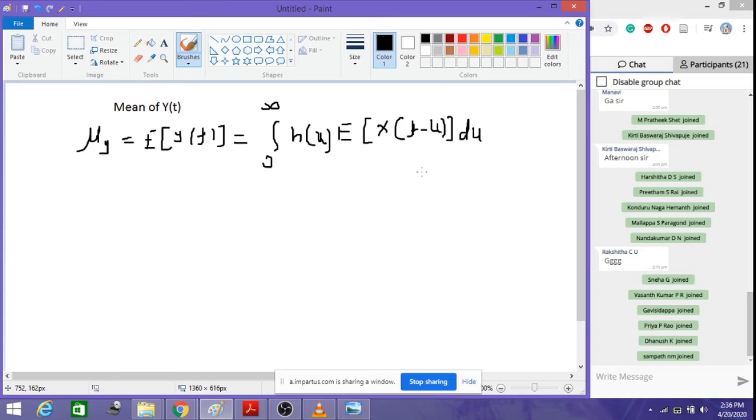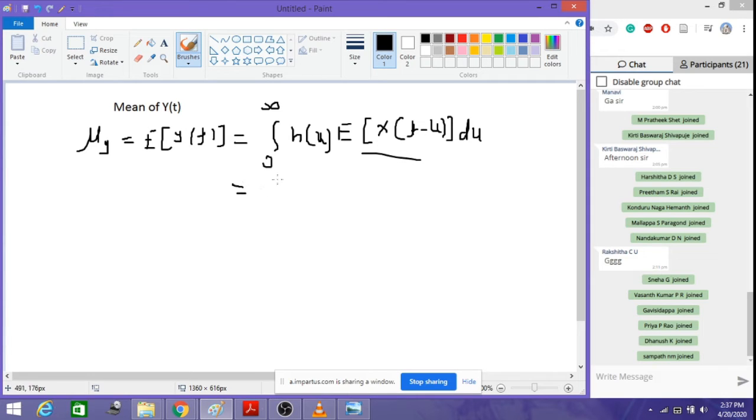Here h of tau is the impulse response, so that becomes a constant in this case because it is not a random process. That is why an expectation cannot be applied on such a thing, so it will be treated as a constant. Expectation is only applied on the random process, in this case x. So we know that the expectation of x is nothing but mu x.